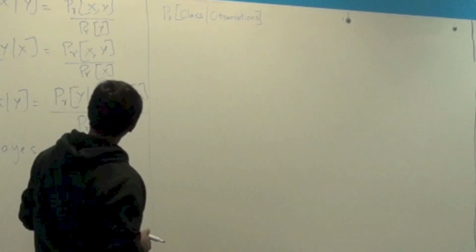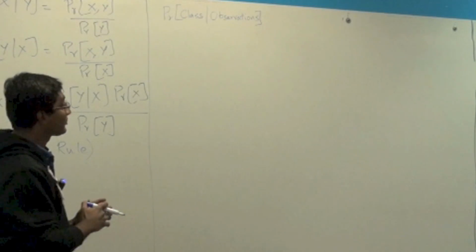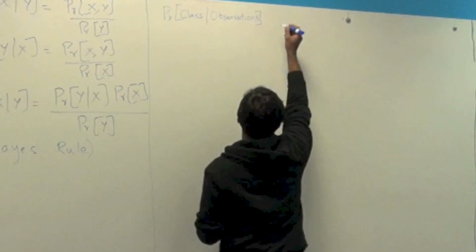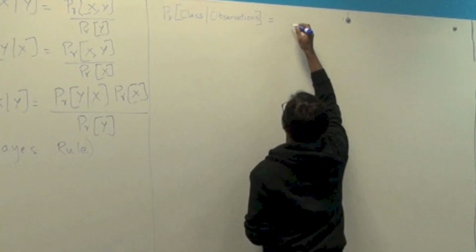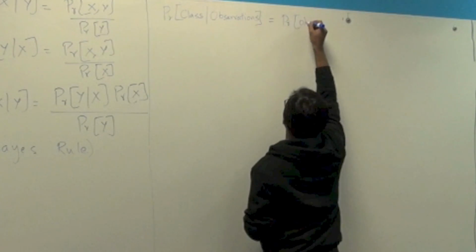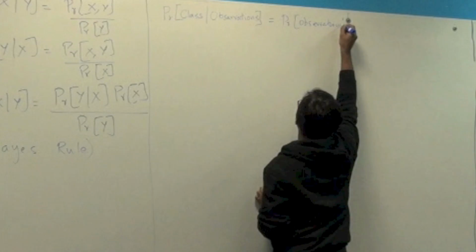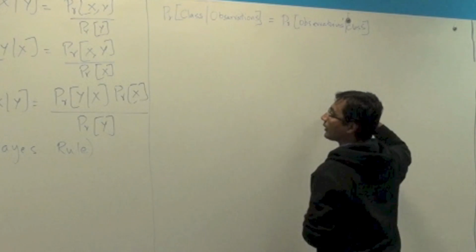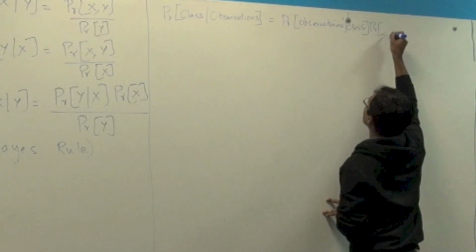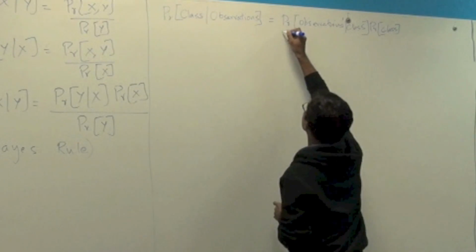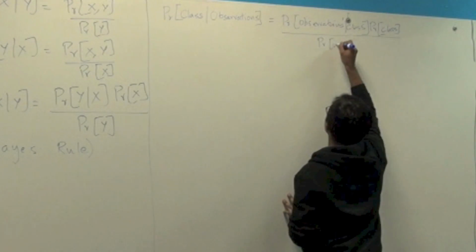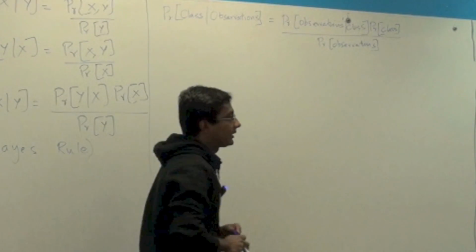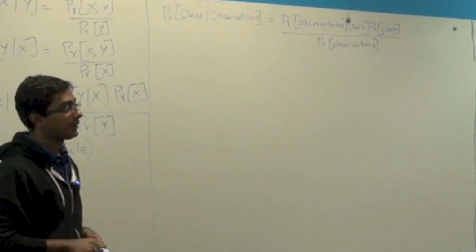It turns out that many times computing this probability itself is hard, and that's where this comes in handy. So to do this prediction, we're going to expand this and say instead this is the probability of observations given class, times the probability of class. That's just taking Bayes' rule and applying it to the problem.